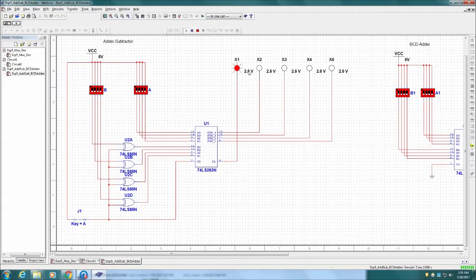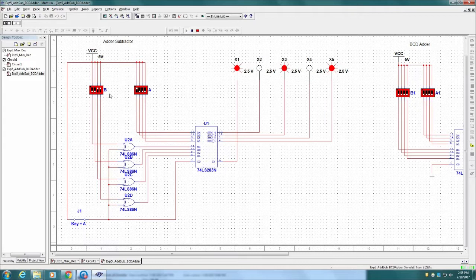For subtraction, we will close the switch J1. Here, the carry output indicates the sign of the output. That means if the carry is 1, then the output is positive. If the carry is 0, then the output is negative and the value is represented in 2's complement form.